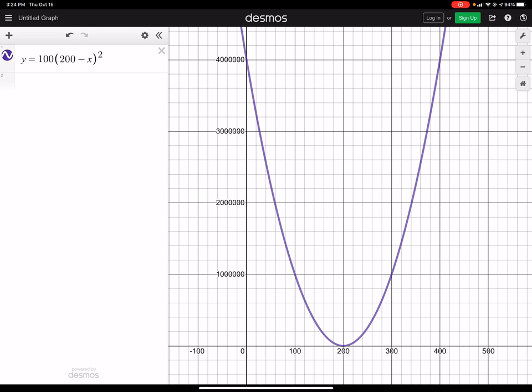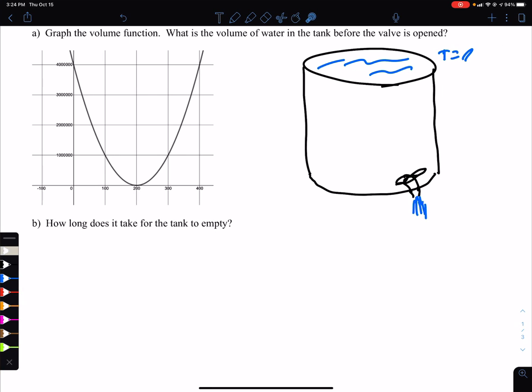And so let me jump back to this. I've already pasted it here. And what is this graph saying? We have to be able to read this. So at time t equals 0, this is the amount of water in the tank. I can't even read that. Is that 4 million gallons? I think it's 4 million. Yeah, 4 million. And as time goes on, the volume decreases very quickly.